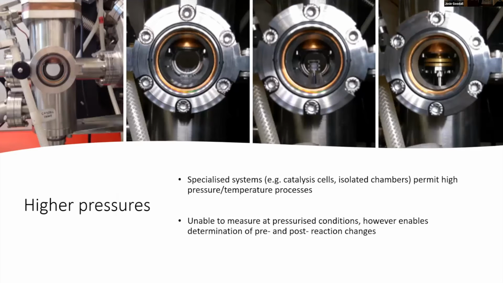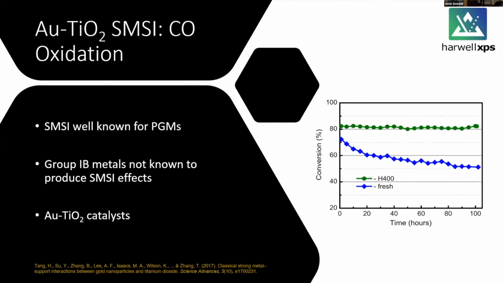Okay, so on to higher pressure analysis. So that was a quick tour of some of the gas stations. This is an example of one of the high pressure cells. So this is the catalysis cell on a process instrument, which Dave's got recorded, and we've used for a couple of experiments. We're just going to have a quick go through here.